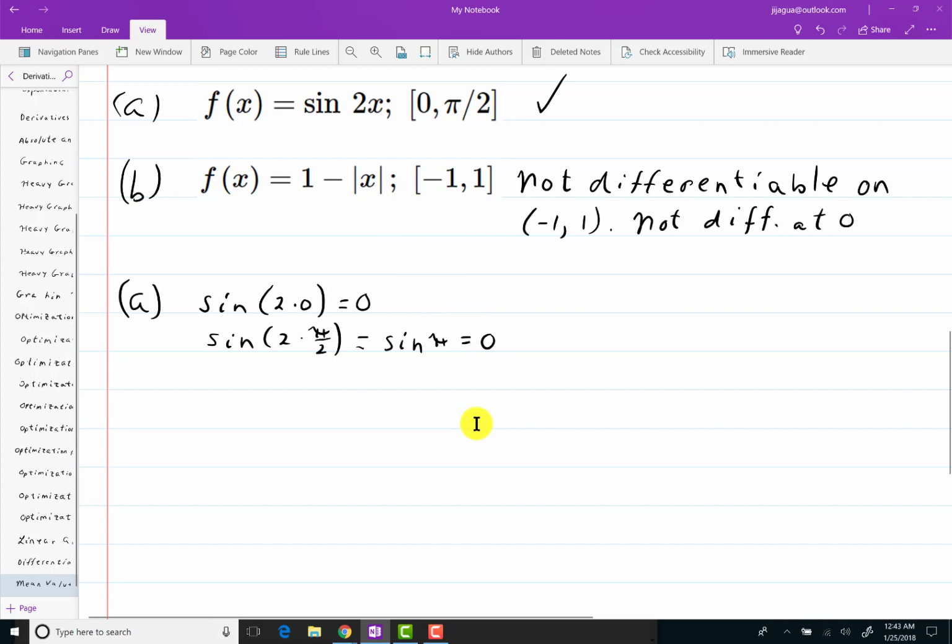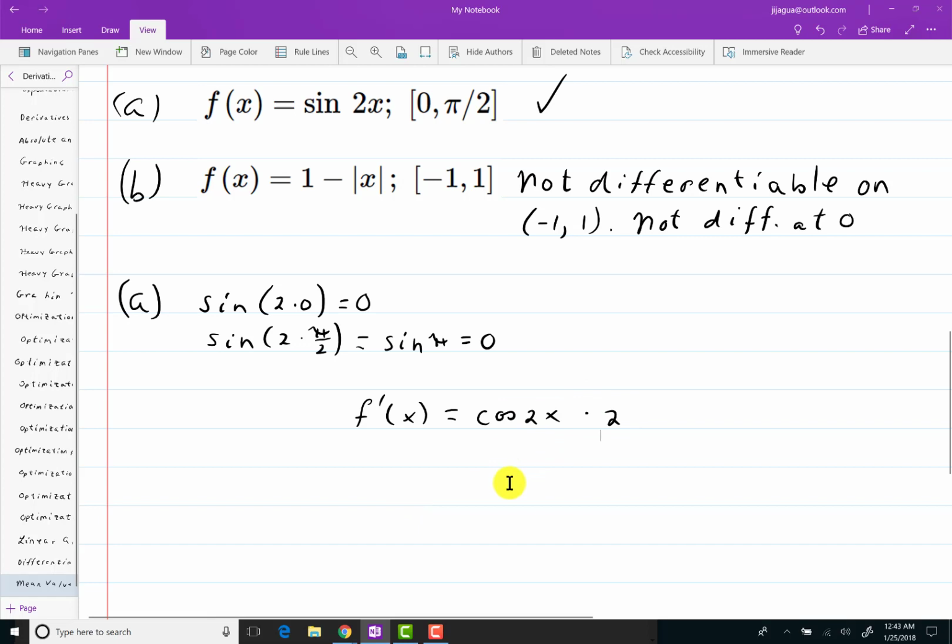So then there's got to be some place in between 0 to pi over 2 in which the derivative of this function equals 0. So let's take the derivative. F prime of x equals cosine of 2x times 2. Don't forget to take the derivative of 2x.